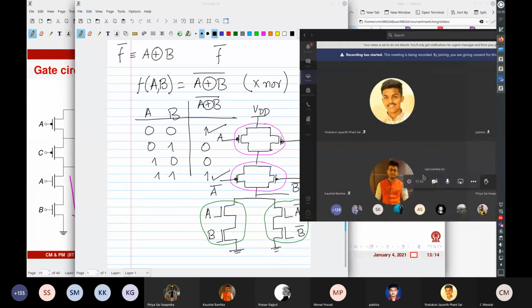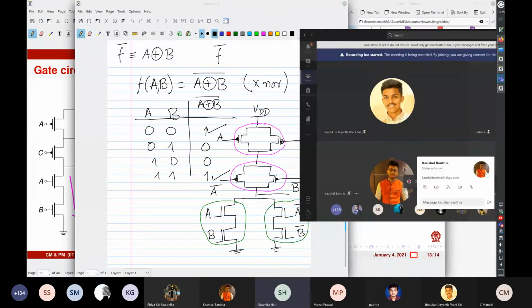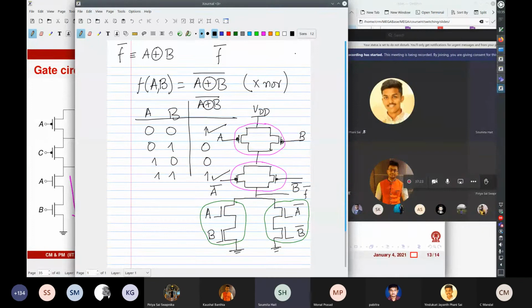Sir, I have one question. Yeah. Sir, why are we drawing the upper part as the dual of the lower part? Okay. Why are you doing it? Because whenever the lower part is conducting, the upper part should not be conducting. And whenever the lower part is not conducting, the upper part should be conducting, right? That is why you are drawing it as the dual. Okay, sir.